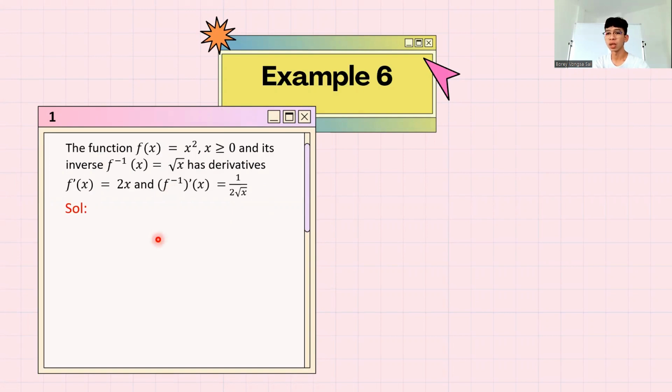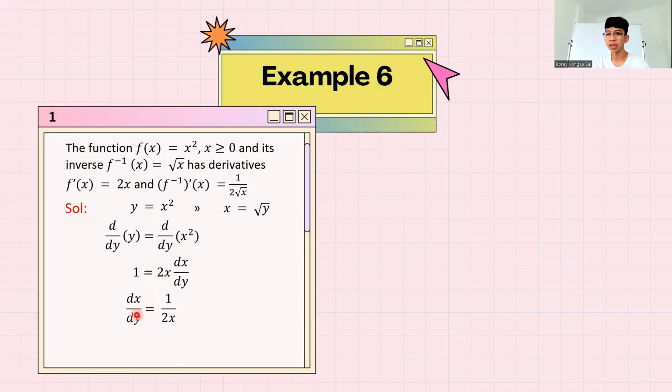Solution: we write down the function and its inverse function. Here we take the derivative on both sides of the equation, which is the derivative of y and the derivative of x squared, and then we solve the equation to get dx over dy, which equals the derivative of the inverse function of f of x, which is equal to 1 over 2 times the square root of x, and that's the answer.